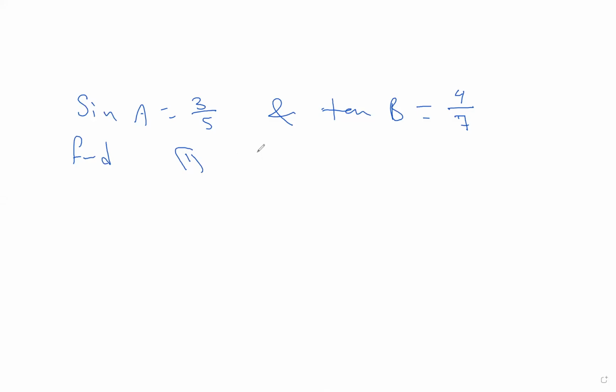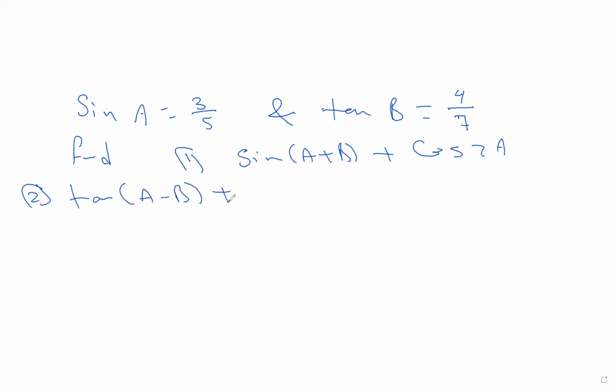Number 1: sine(A plus B) plus cosine 2A. Number 2: tan(A minus B) plus sine 2A. Number 3: cosine(A minus B) plus tan 2A. We want to do a revision for all the previous ideas.